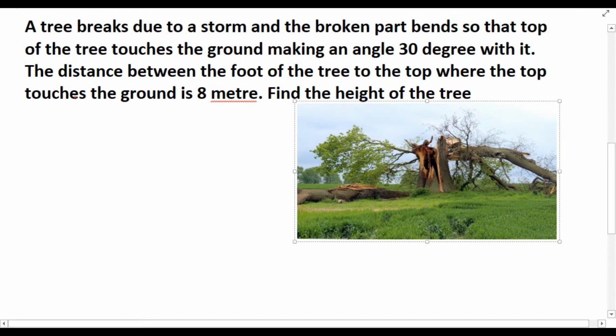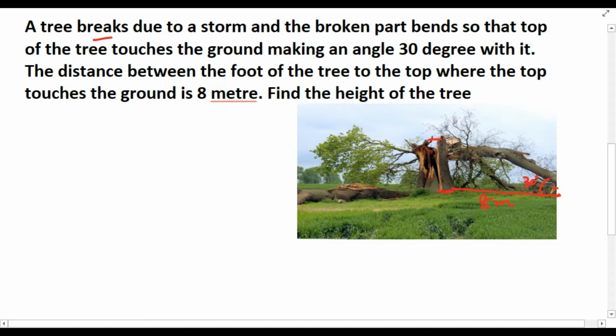Now the second question is, a tree breaks due to a storm and the broken part bends so that top of the tree touches the ground. Top of the tree, it is touching the ground, making an angle of 30 degree with it. That means angle here is 30 degree. The distance between foot of the tree and the top where the top touches the ground is 8 meter. This is 8 meter.